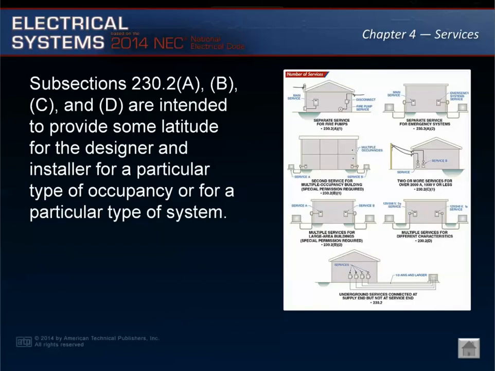The general rule of Article 230.2 limits each building or structure to a single service. Subsections 230.2(A), (B), (C), and (D) are intended to provide some latitude for the designer and installer for a particular type of occupancy or for a particular type of system. Subsection (E) of Article 230.2 contains important marking and identification requirements at the service disconnecting means where a building or structure is supplied by more than one service.